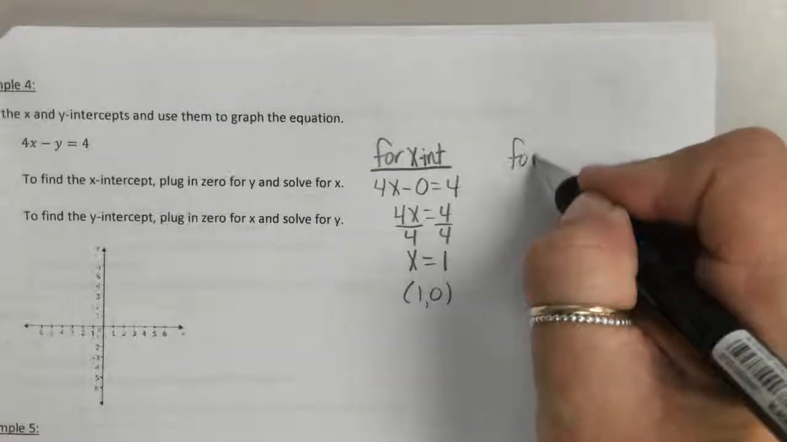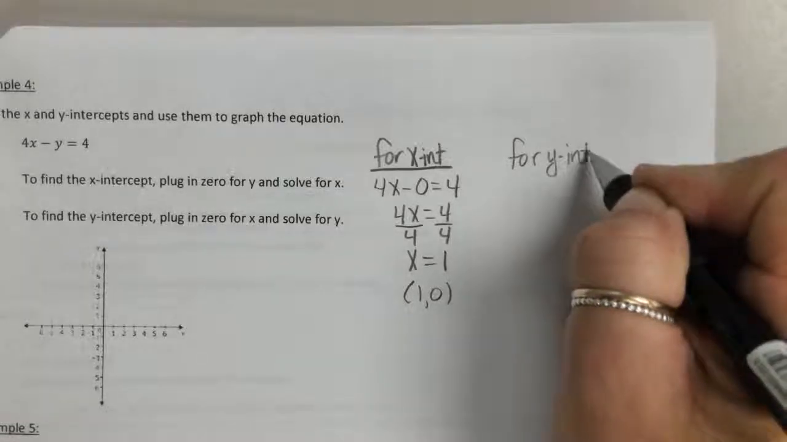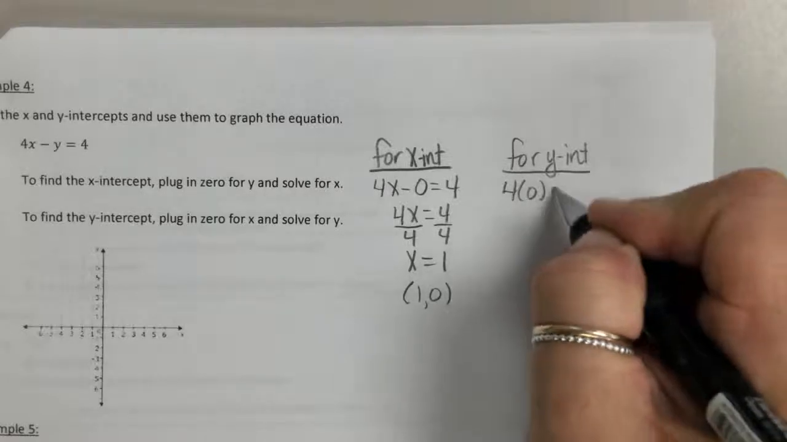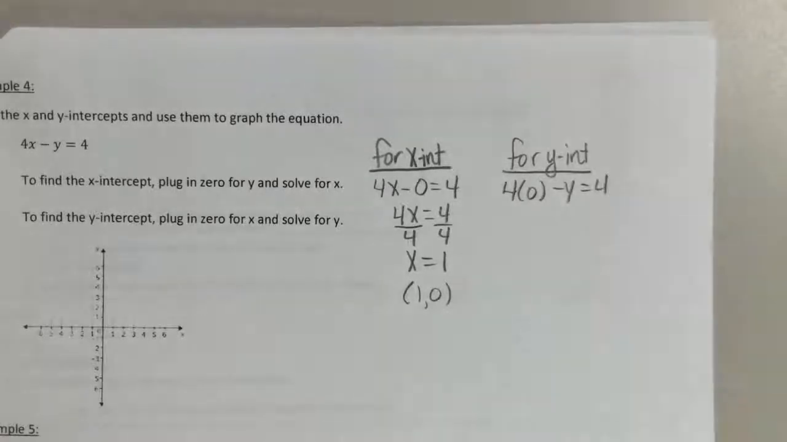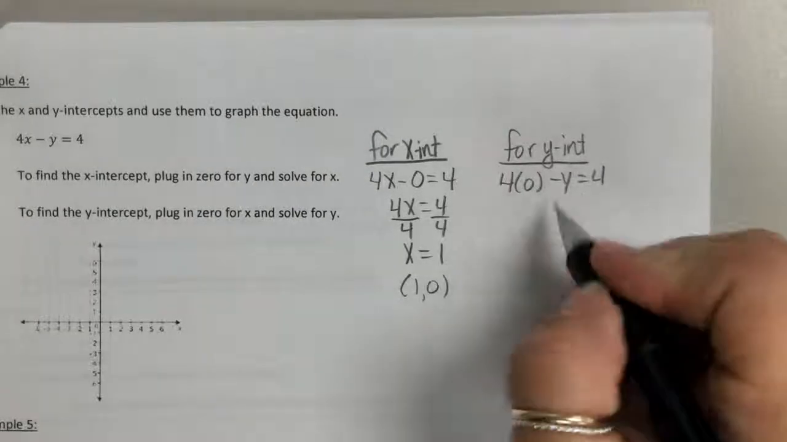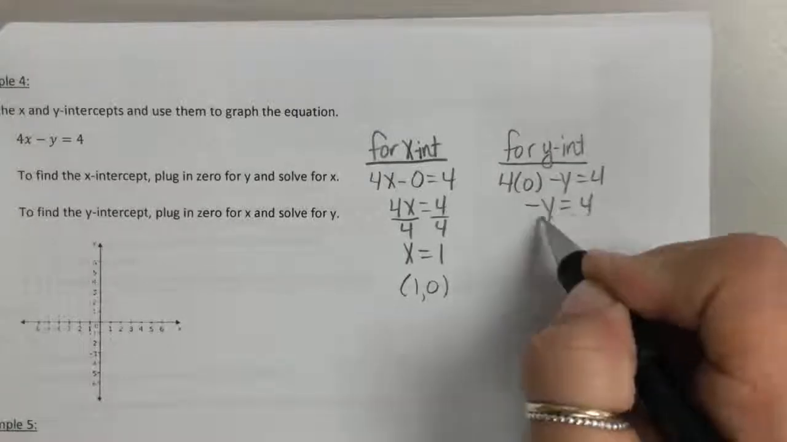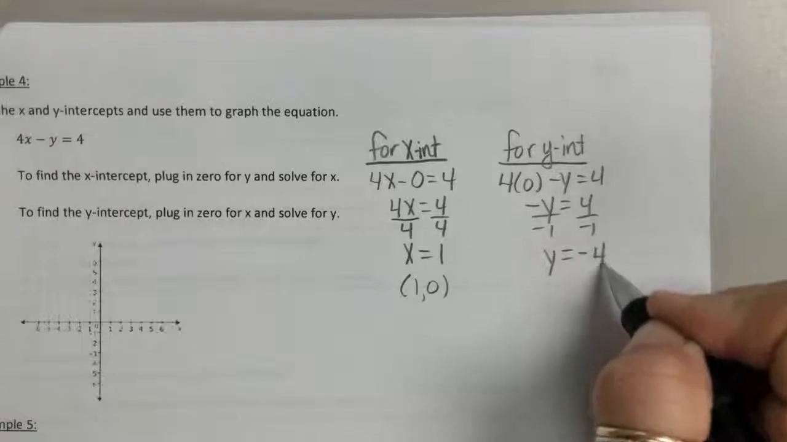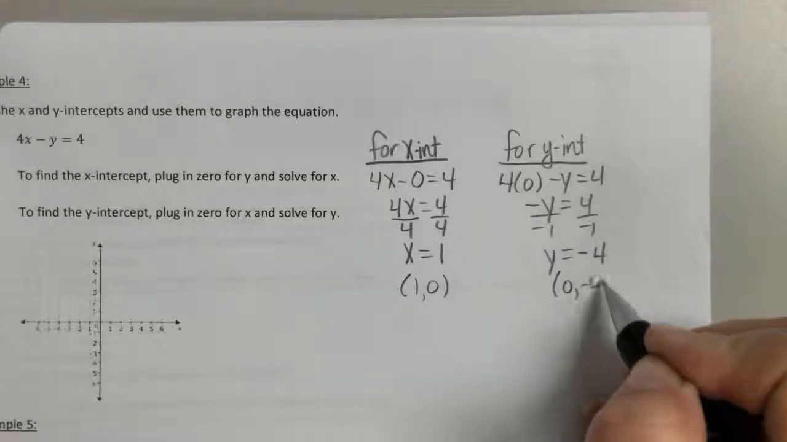Now for the y-intercept, I'm going to plug in 0 for x. So 4 times 0 minus y equals 4. I'm still going to just solve for y here. Negative y equals 4. If I divide by negative 1, y equals negative 4. So that would be the point 0, negative 4.